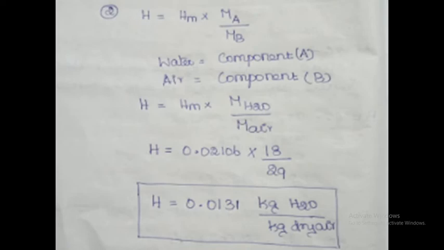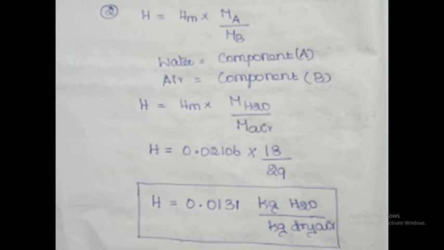From this expression, H is equal to absolute humidity, Hm is equal to absolute molar humidity, Ma is equal to molecular weight of water, Mb is equal to molecular weight of air for our system. Is it clear? Our problem is an air-water system: air is the component B, water is the component A. So H is equal to Hm into molecular weight of water divided by molecular weight of air.